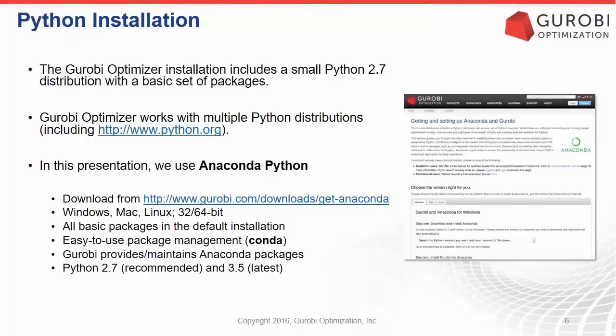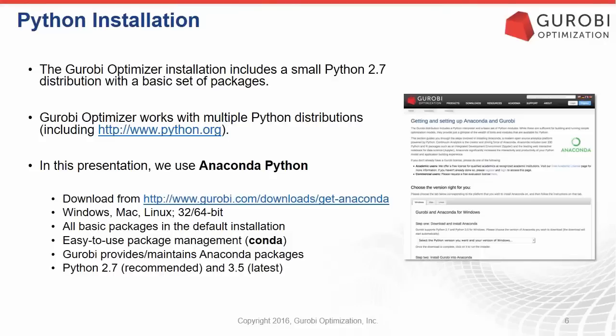So how do you install Python? First of all, good news, if you already installed Gurobi on your machine, then you already have Python. Gurobi comes with a small Python distribution with a basic set of packages. So in fact, if you're starting the Gurobi interactive shell, it's a Python interactive shell that you're starting.